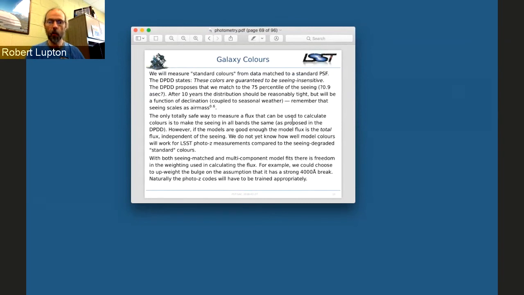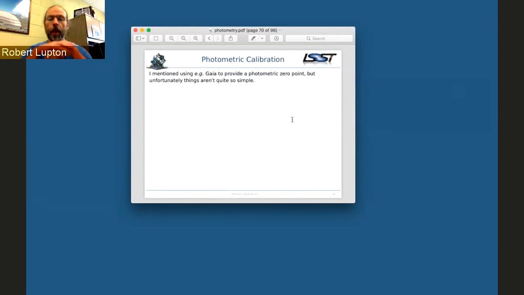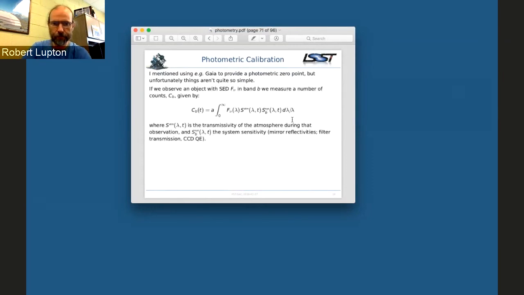Okay. Of course, if you change your definition of how you measure the galaxy flux, you have to tell the people who train the photo Z codes, because I've just changed P of Z. I've moved galaxies around in color space. Caveat emptor. Okay, so photometric calibration. So I said we could use, for example, Gaia to provide a photometric zero point, but it's not as easy as that, regrettably. Snivel, complain.